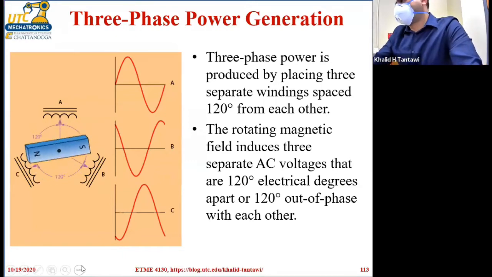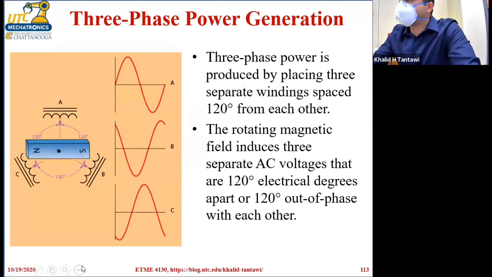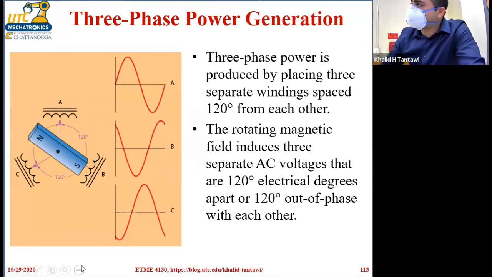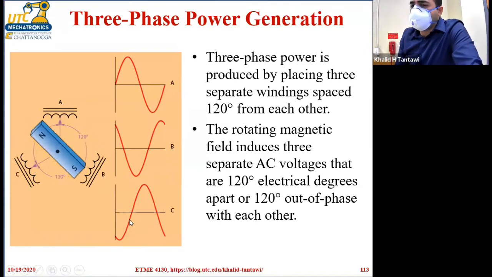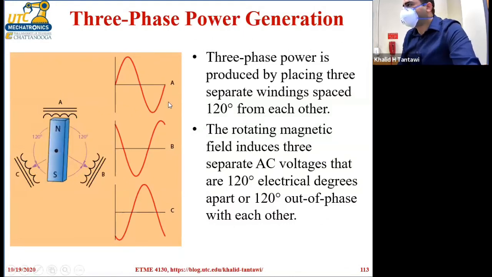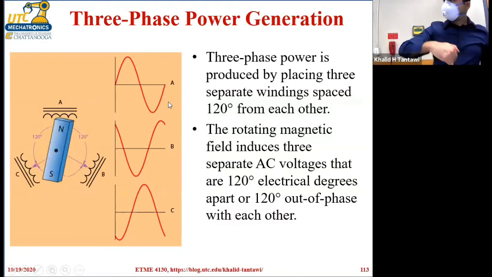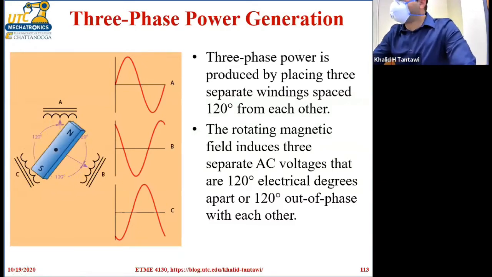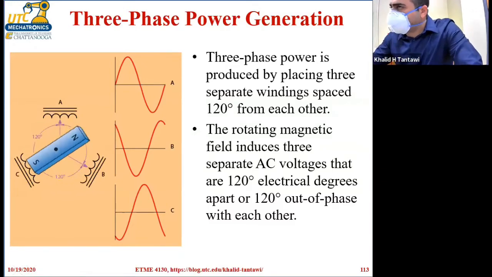Now, in a three-phase system, you will have three power sources. The three power sources have to be connected such that the phase difference between the waves that are generated is 120 degrees from one to the other. They cannot be in phase. They have to be 120 degrees out of phase.